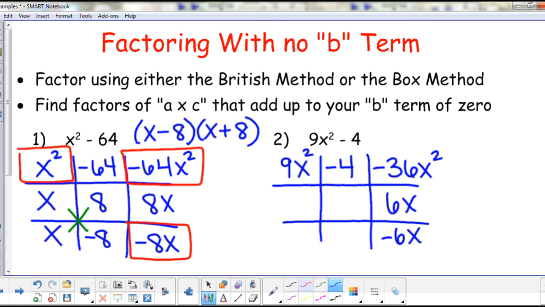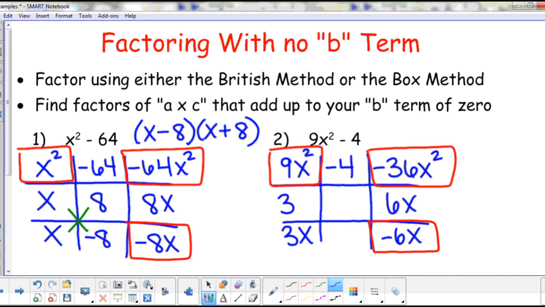So if I look at my three corners, 9x squared, negative 36x squared, and 6x squared, they all share a 3 and an x. Because 9, negative 36, and negative 6 all divide by 3, and each term also has at least one x with it. So then I need to know 3x times what is a 9x squared. Well, I know 3 times 3 would give me 9, and x times an x will give me x squared. So 3x is my missing block.